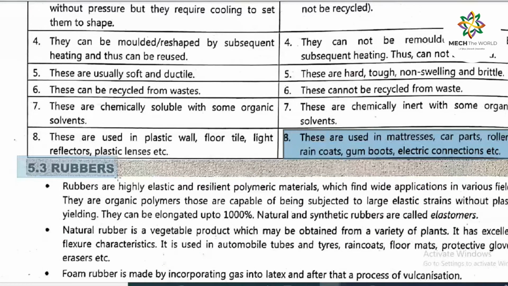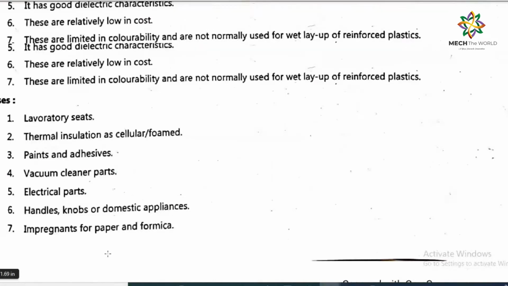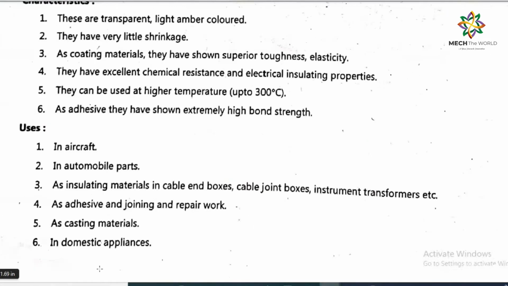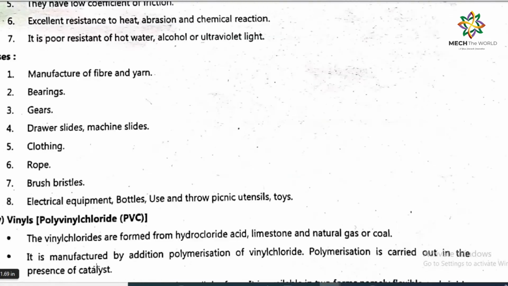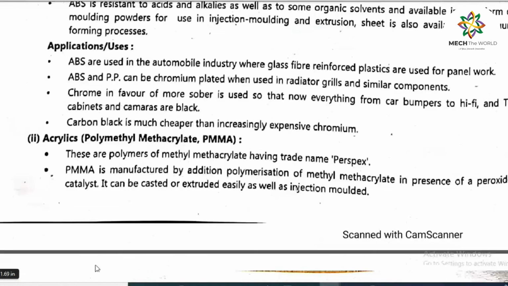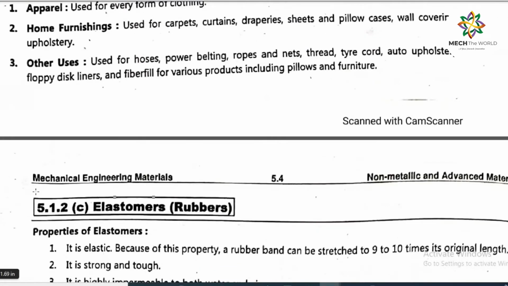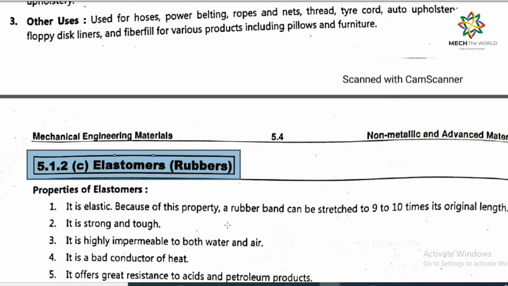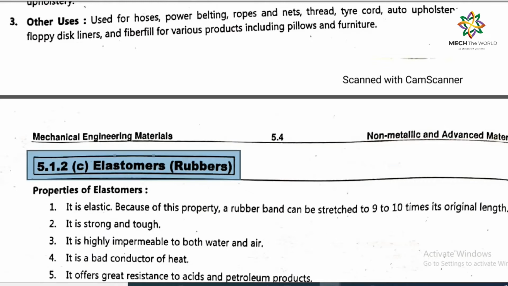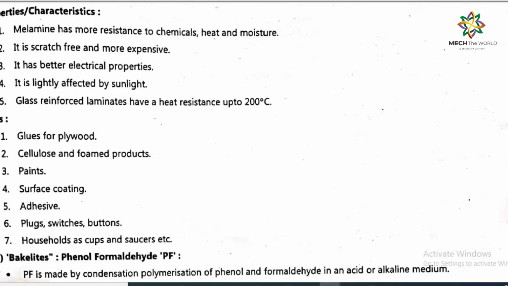The third type of material which we are going to discuss in this chapter is rubbers. As earlier in the previous session we had gone through the same topic, rubbers or elastomers, we are going to discuss these rubbers or elastomers in detail.